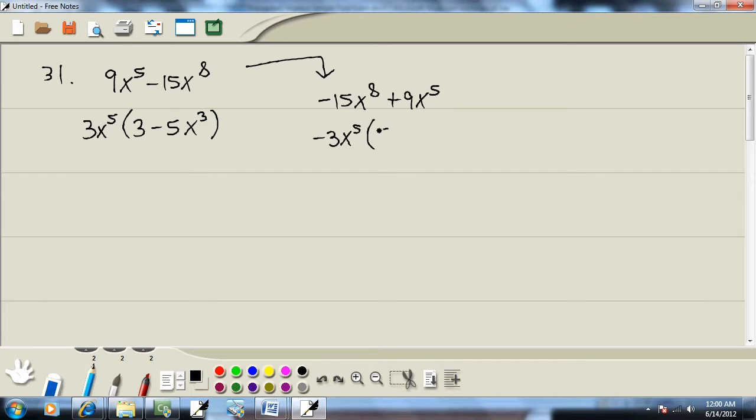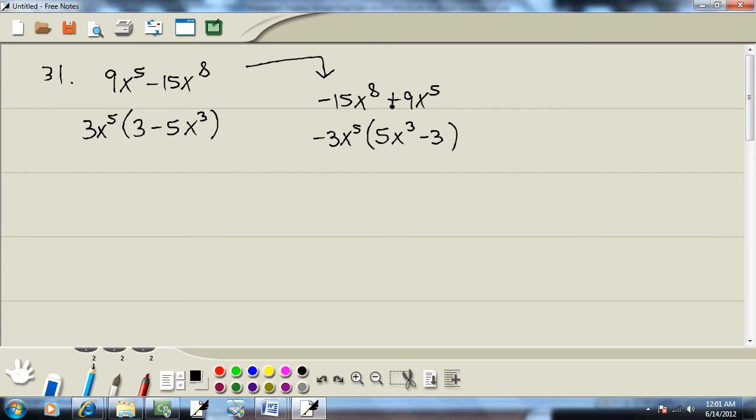Negative 15 divided by negative 3 is a positive 5. I had 8 x's. I pulled 5 of them away, so I'm left with 3 x's. 9 divided by negative 3 is negative 3, and all 5 of those are gone. And that right there would actually be our answer.